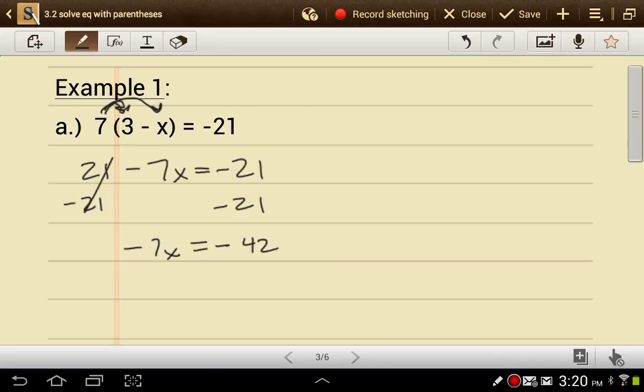Our last step then is divide both sides by negative 7. It's going to get rid of those, and you're going to be left with x equals negative 42 divided by negative 7 is positive 6. You're going to get x equals 6. That's the first example. If you need to pause, go ahead. Otherwise, I'm going to go on to my next example.